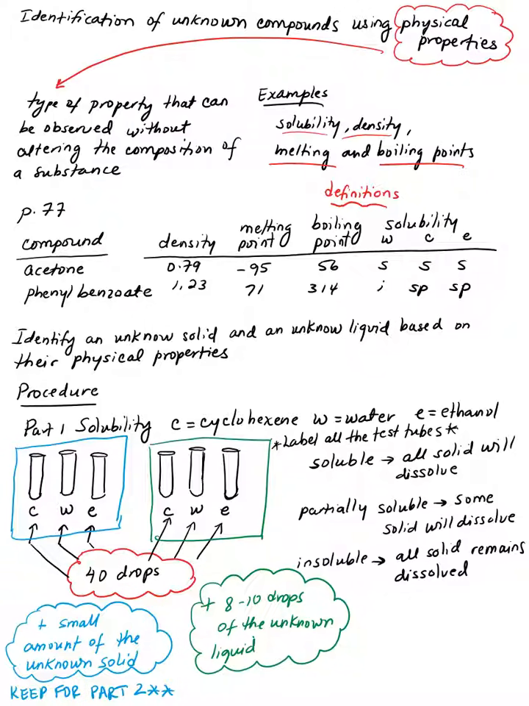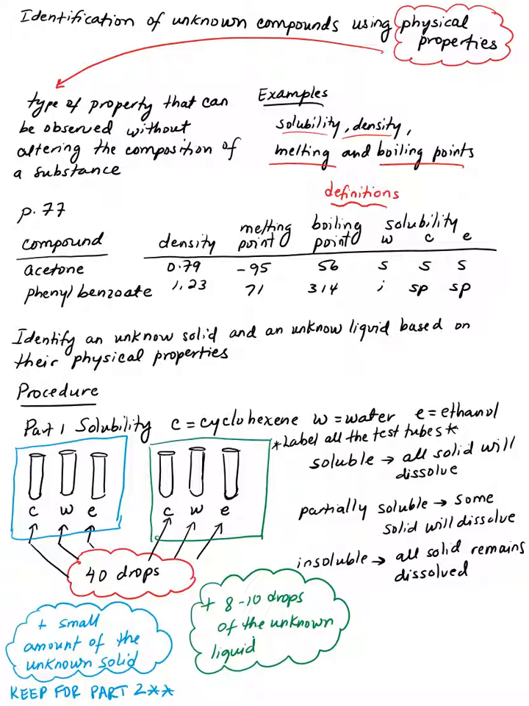For this experiment, you're going to be given an unknown liquid and an unknown solid. You're going to perform several tests on your liquid and your solid, and at the end you should be able to identify which specific liquid and solid you have. So in the beginning they are unknowns, you don't know what they are, but after you have your measurements for different physical properties of your compounds, you can use the table that you have in your book, and you can actually identify your unknown compounds.